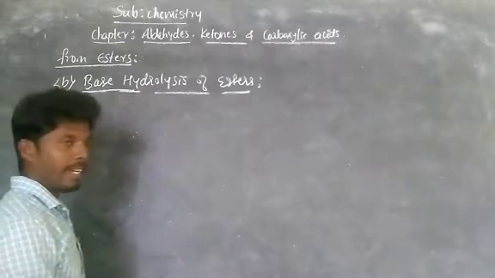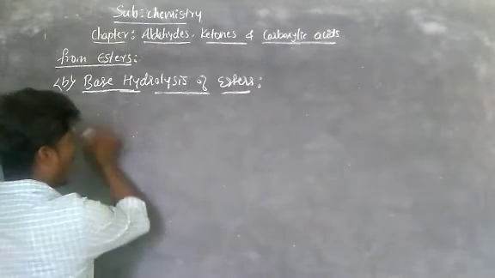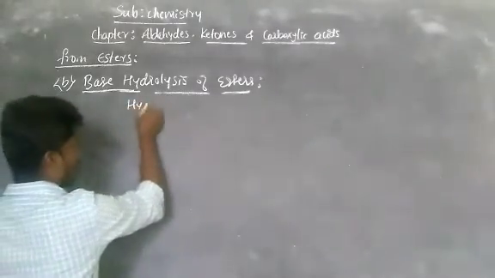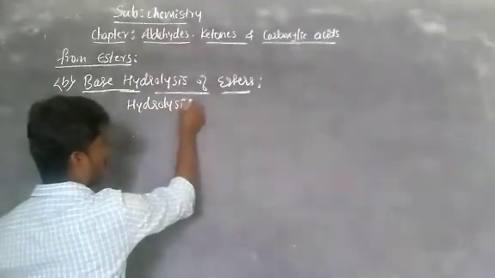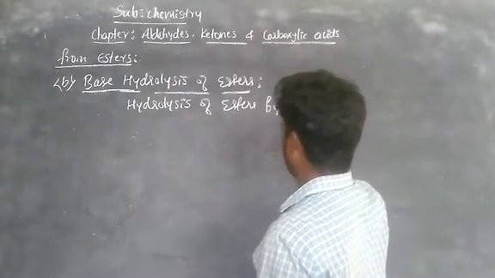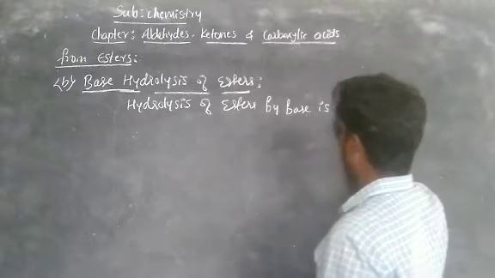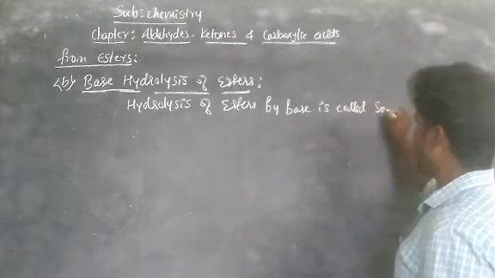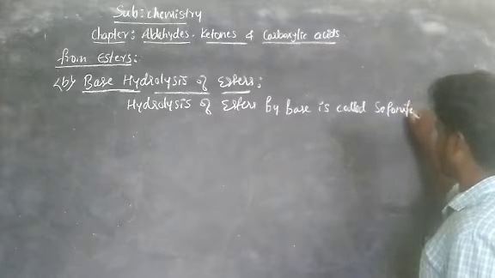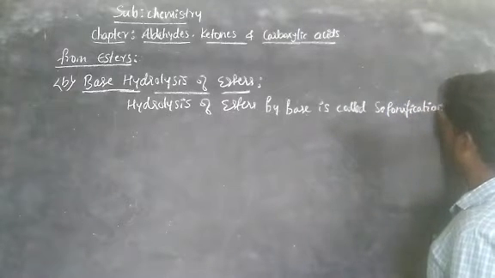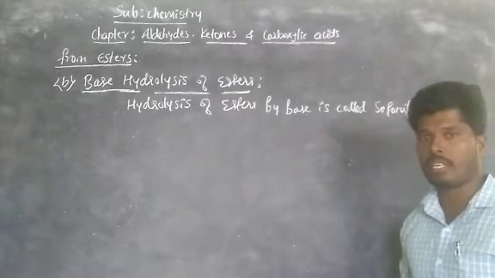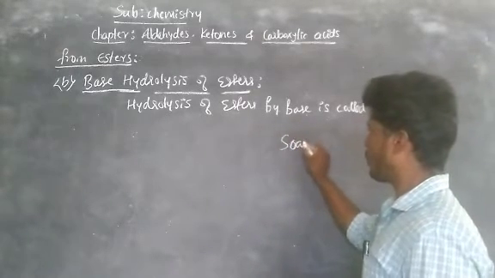Now listen, hydrolysis of esters by base is called saponification. Important for one mark. This process we call saponification. Why do we call it saponification? What is meant by soap?